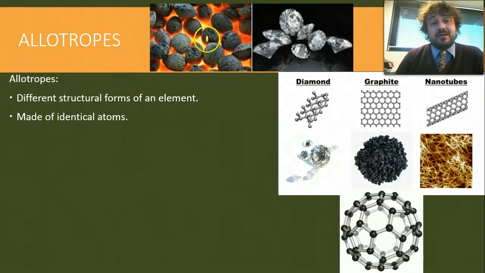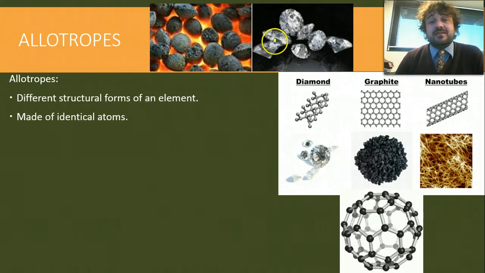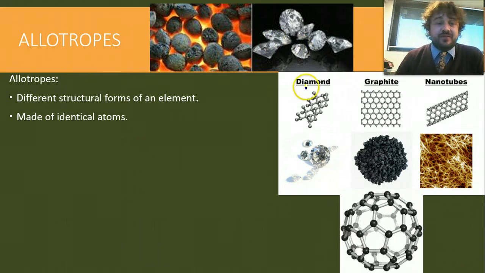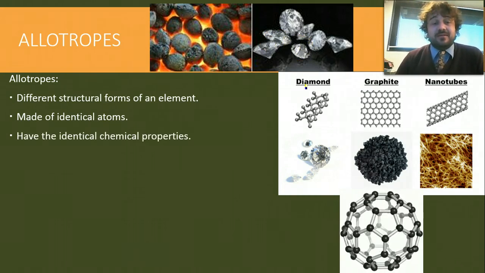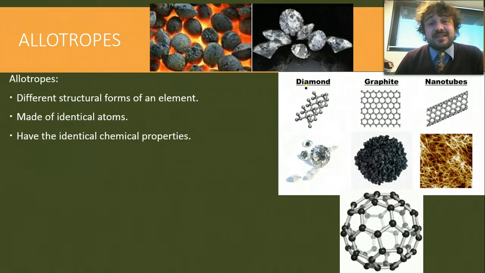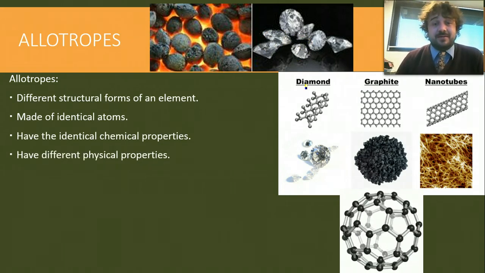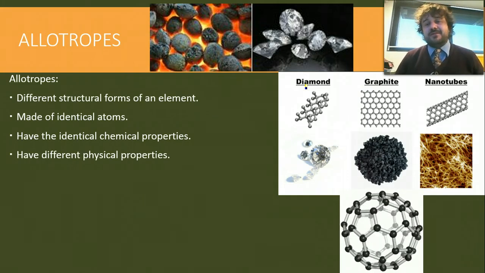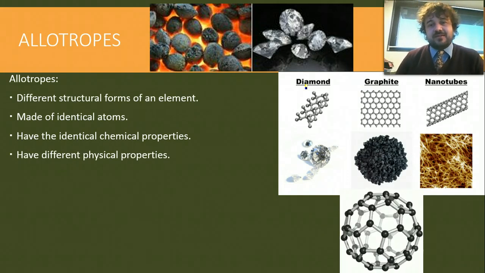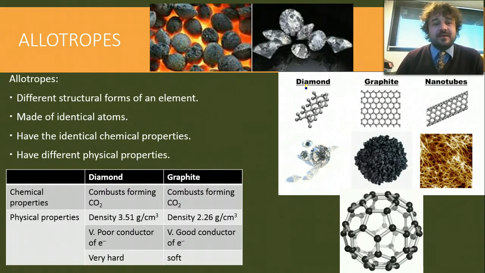So here's graphite, and it burns and all sorts of wonderful stuff. And here's diamond, which will also burn, but they're very, very different. But they're made of identical atoms. They have identical chemical properties, okay? They do have different physical properties, and that's what makes it so spectacular.